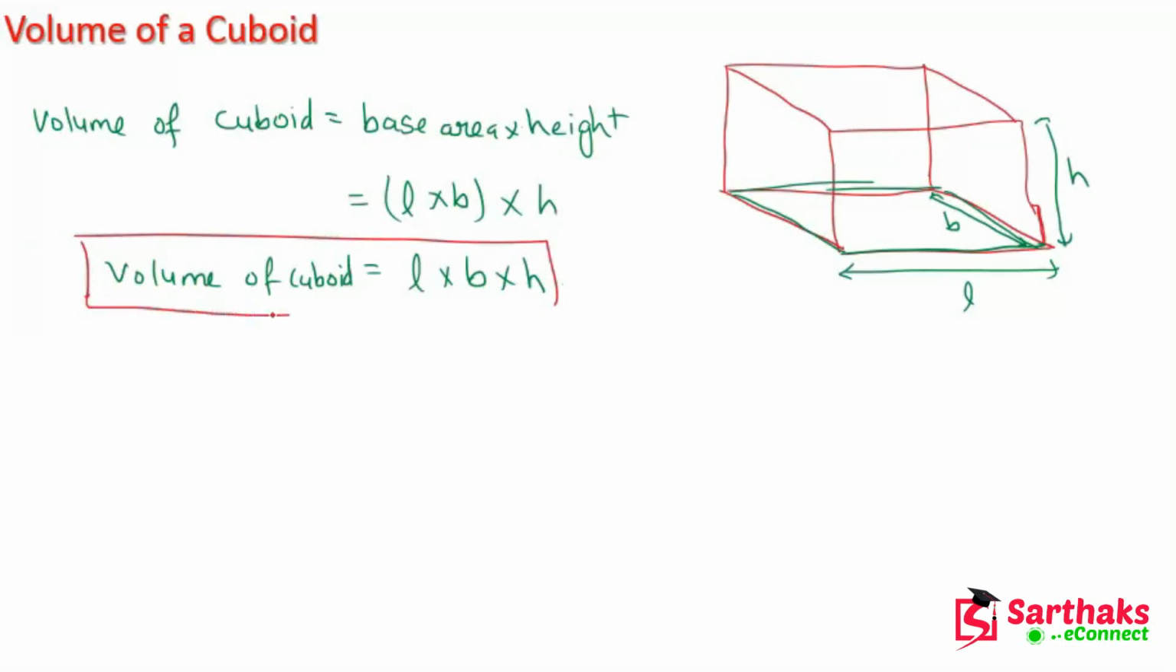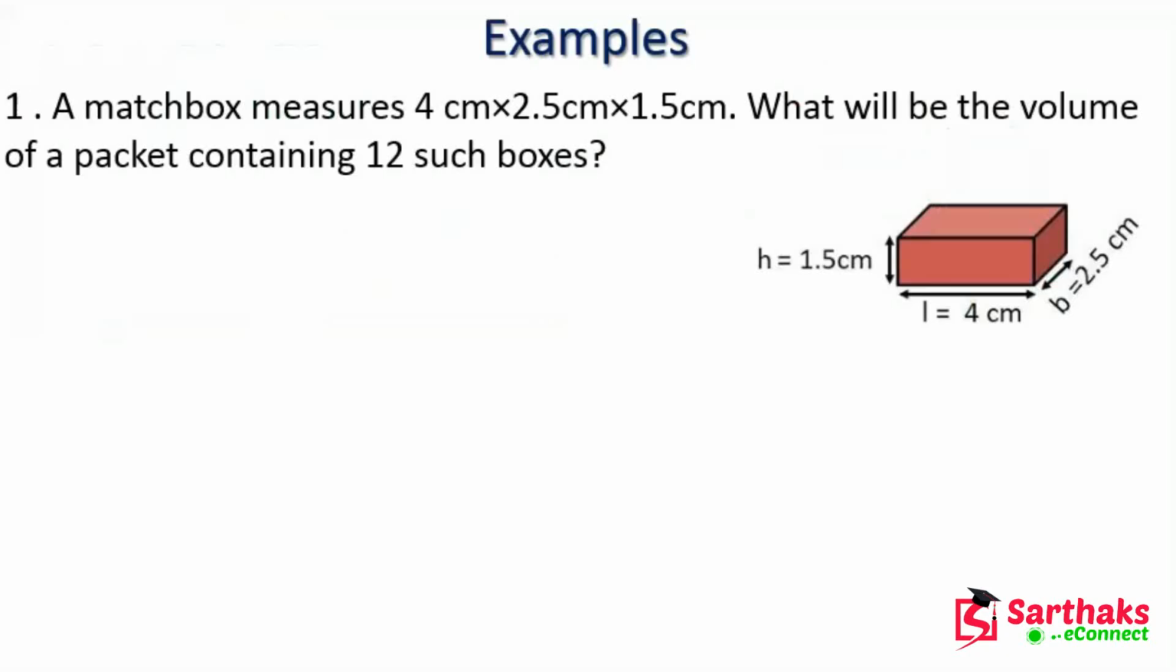Now let's solve some problems based on the volume of cube and cuboid. Question number 1: a matchbox measures 4 cm into 2.5 cm into 1.5 cm. This is the dimension of the matchbox. What will be the volume of a packet containing 12 such boxes? So we have to find the volume of this matchbox.